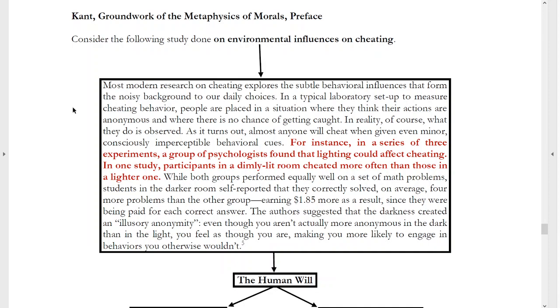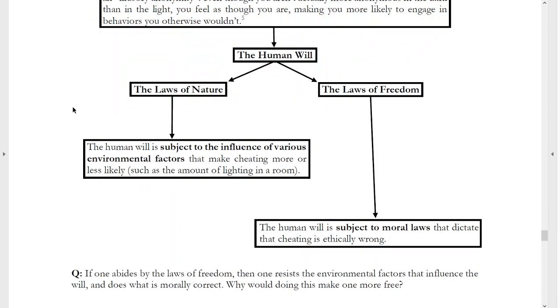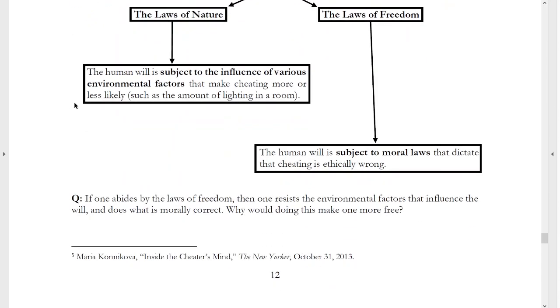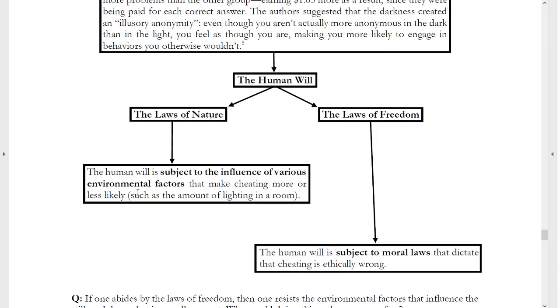Okay, so this is very strange, and this comes from this article in the New Yorker called Inside the Cheater's Mind, where the author discusses this example. Okay, so suppose that's true, right? This study suggests that your propensity to cheat depends on, are you in a dark room that isn't lit so well, or a light room? Now, what does that show you?